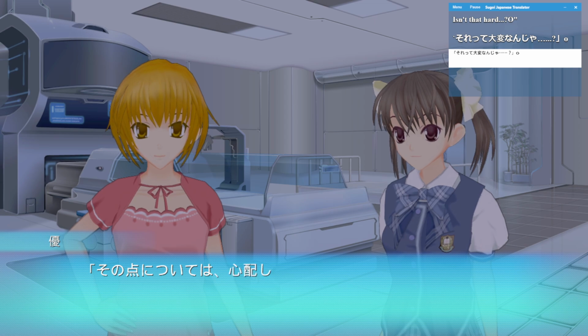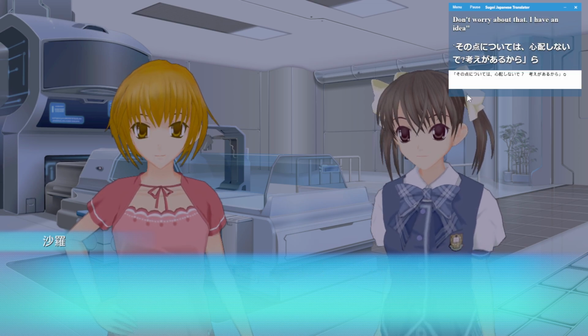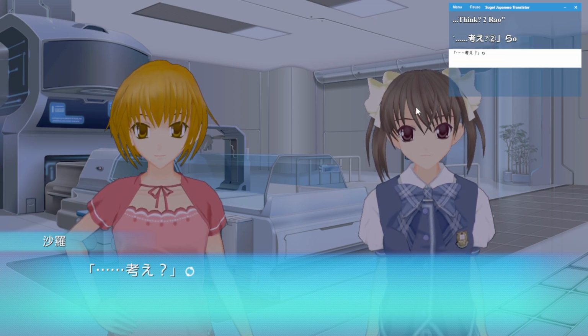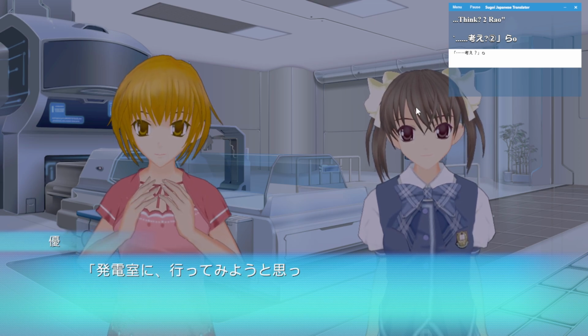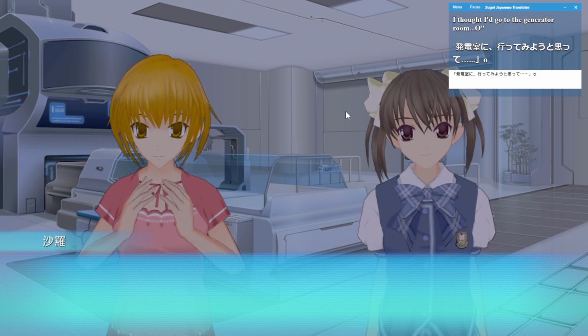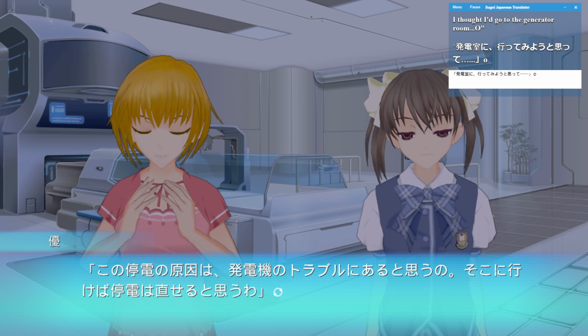Don't worry about it. I have an idea. Idea? I thought I'd go to the generator room. The generator room? I think the cause of this blackout is trouble with the generator. If we go there, I think we can fix it.